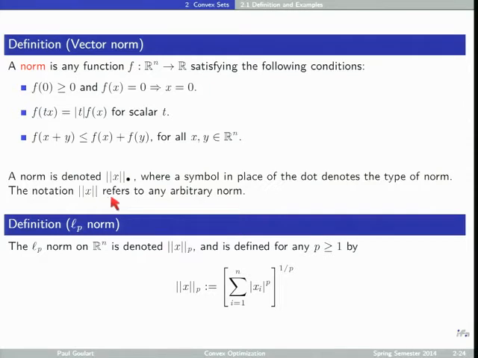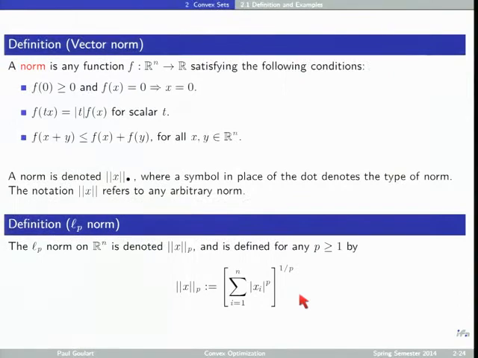And the one that you should be most familiar with, maybe the only one you've ever seen, is the p norm, which is defined generically for any p bigger than 1 this way. I'll show you on the next slide. I take any p bigger than 1, and I can define this.